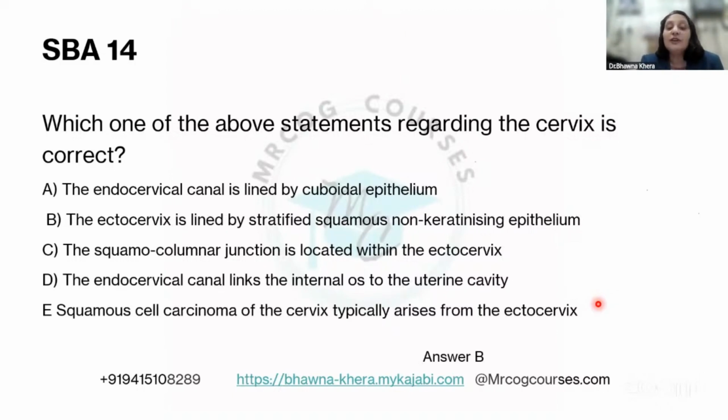So now let's look at the other options. One, the endocervical canal is lined by the columnar epithelium. It's not cuboidal. Then, the squamocolumnar junction is located within the ectocervix. No, it's located outside. The endocervical canal links the internal os to the uterine cavity, and squamous cell carcinoma of the cervix typically arises from the ectocervix. That's not so either way. It could be squamous cell carcinoma or it could be adenocarcinoma.